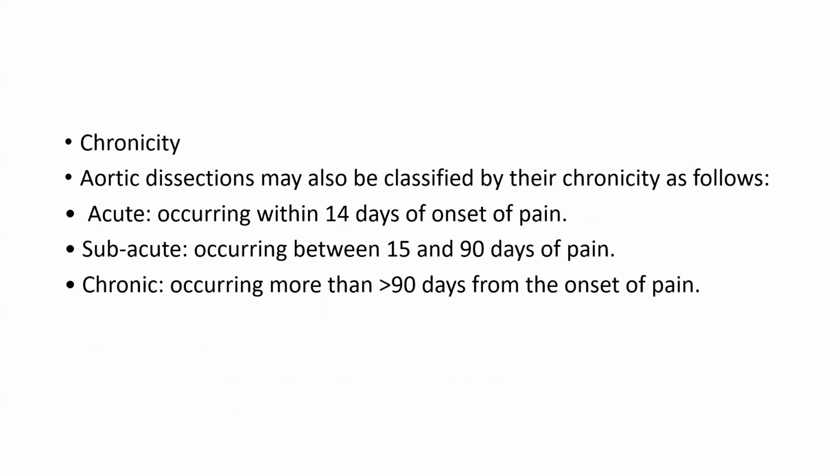About chronicity, aortic dissection may also be classified by chronicity as follows. Acute, occurring within 14 days of onset of the pain, subacute, occurring between 15 and 90 days of the pain, and chronic, occurring more than 90 days from the onset of the pain.